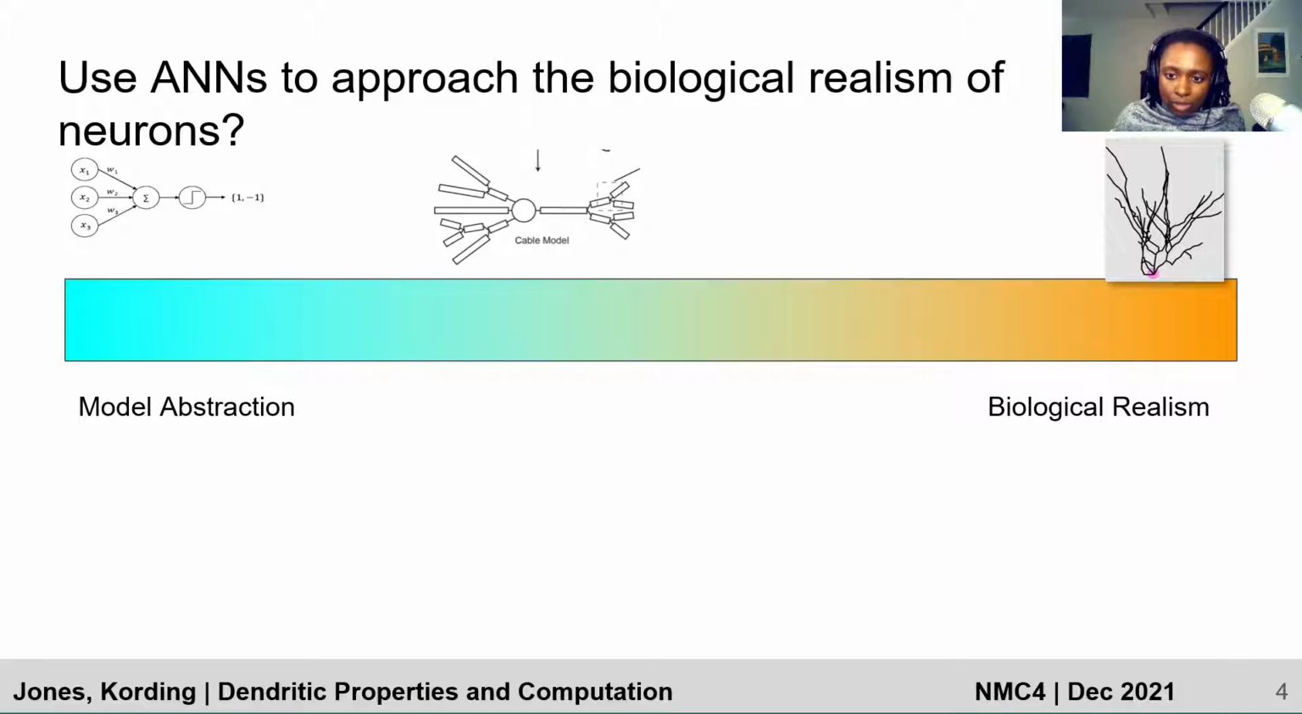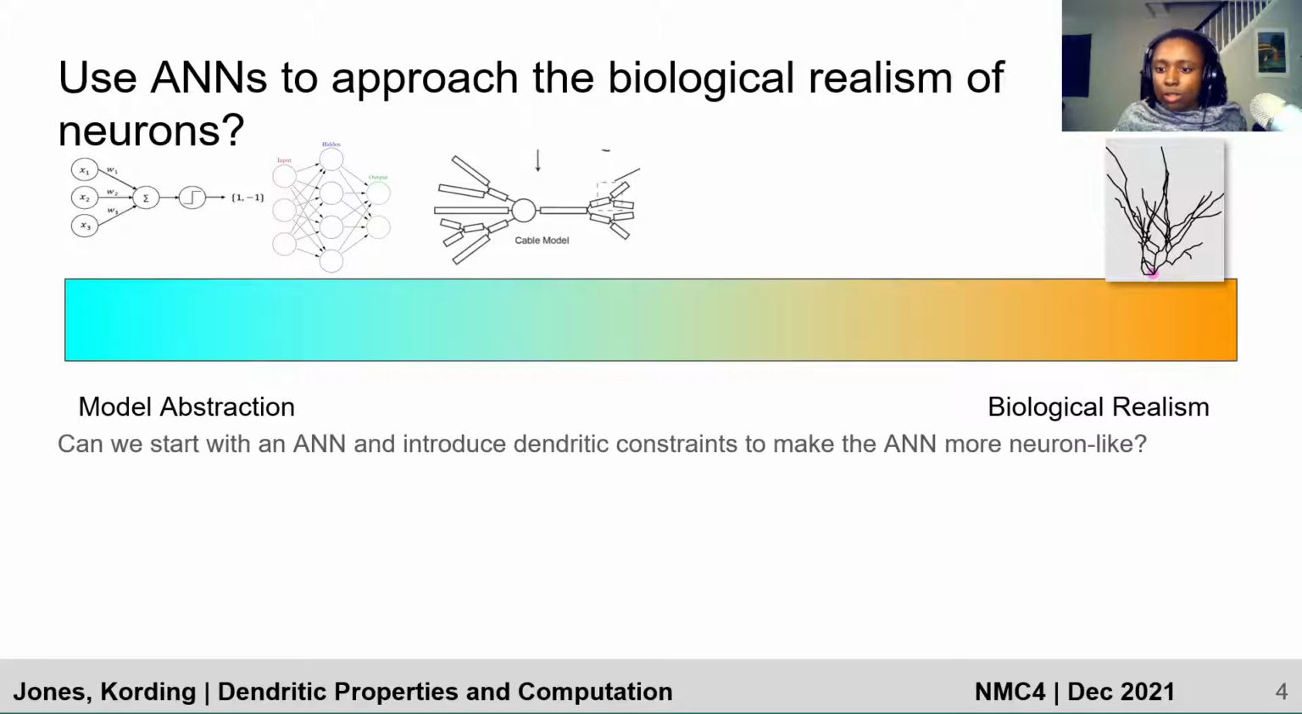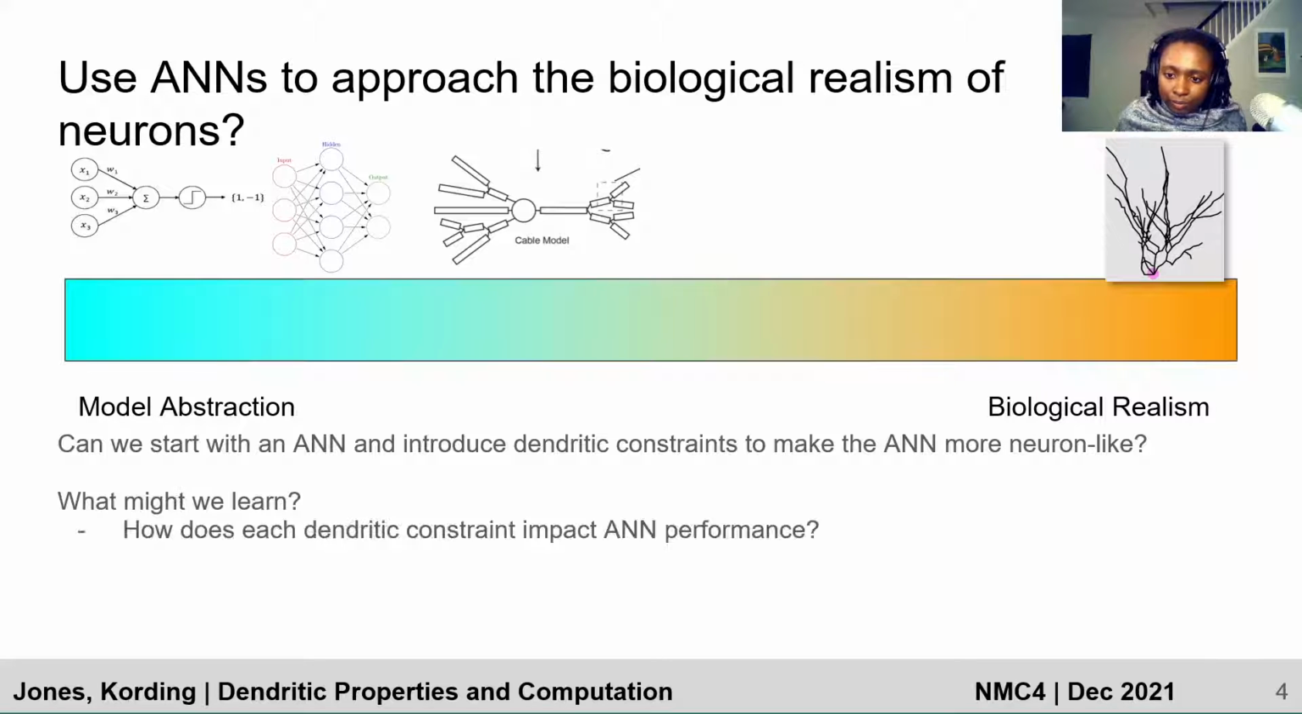What I want to do is to introduce ANNs to this neuron modeling spectrum by asking if we can start with an ANN and introduce dendritic constraints to make the ANN more neuron-like. What we might learn is how each of the qualitative dendritic constraints impacts ANN performance, and if the resultant neuron-like models can even do complex ML tasks.